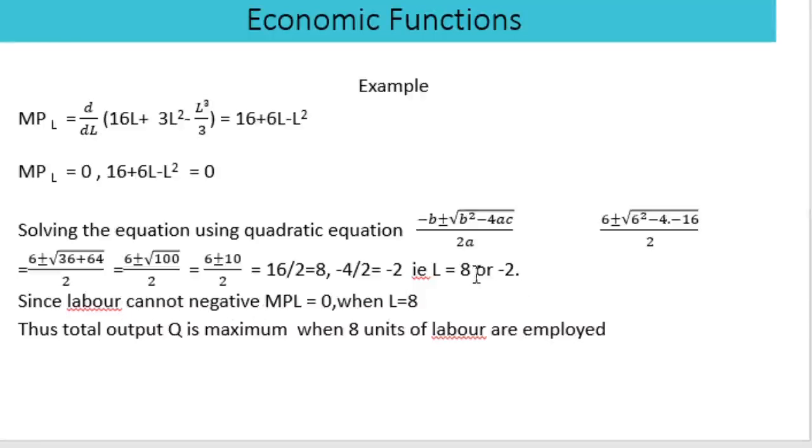Since labor cannot be negative, MPL equal to 0 when L equal to 8. Thus total output Q is maximum when L equal to 8. Eight labor units are employed.